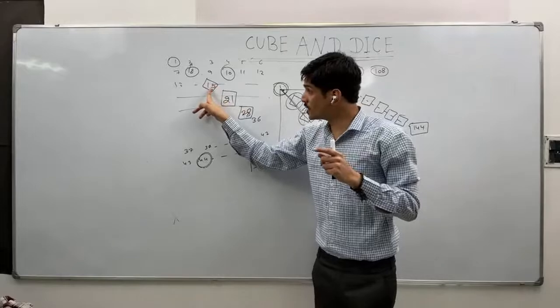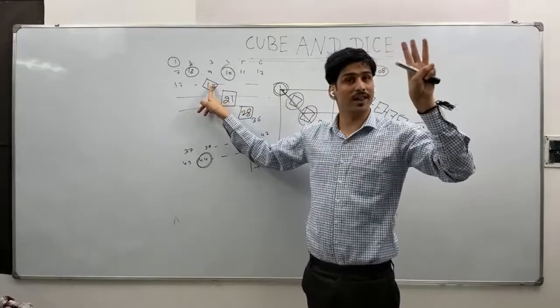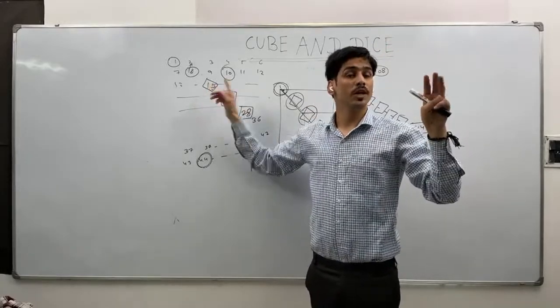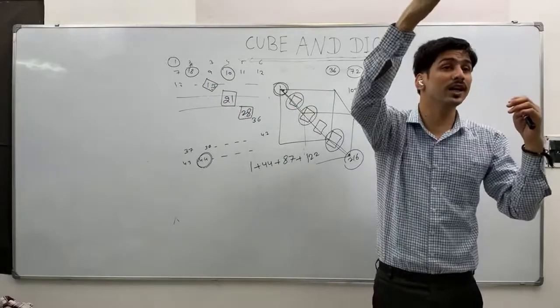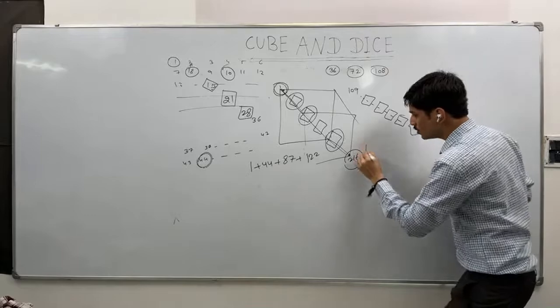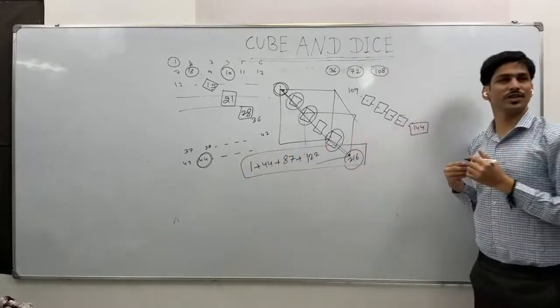Because from this I am going to the third layer, right? So for the third layer, what will I do? If I am crossing one layer, I am adding 36. If I am going to the second layer, then I'll add 72. So now you can easily get the answer. Clear?